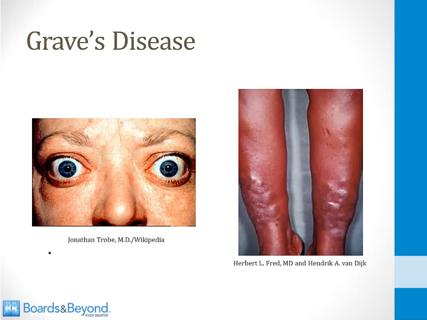This is a picture of what some of the findings of Graves' disease can look like. On the left is a picture of exophthalmos. You can Google this and find many examples of this. On the right is a picture of the pretibial myxedema over the shins.